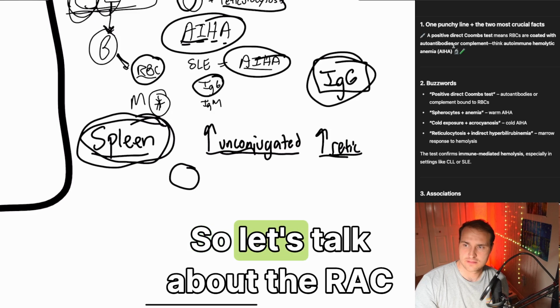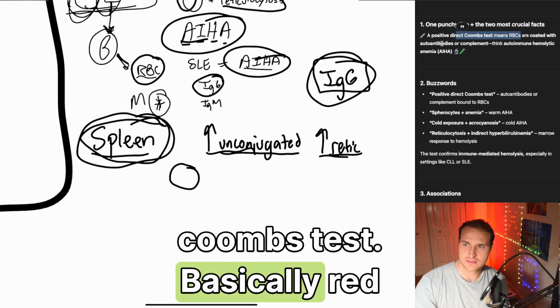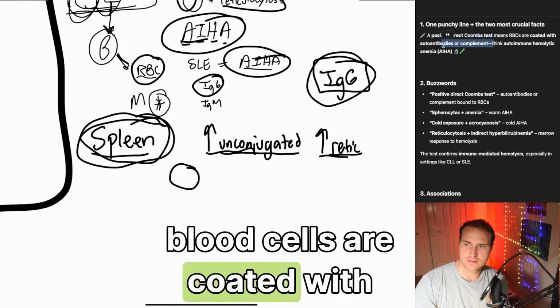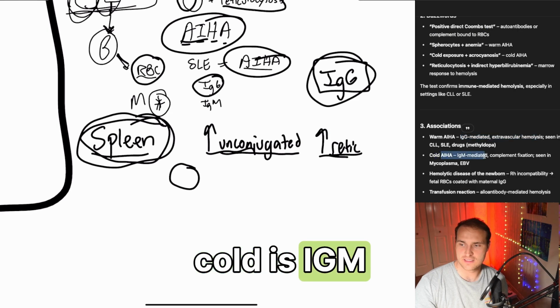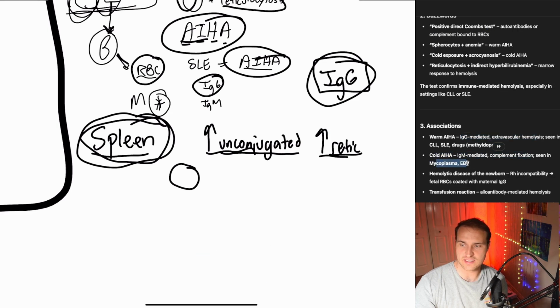Cool beans, guys. So let's talk about the direct Coombs test. Basically, red blood cells are coated with autoantibodies and complement. Cold is IgM, complement fixation, so Mycoplasma, Epstein-Barr virus. Hemolytic disease of the newborn, Rh incompatibility, is coated in IgG, as is transfusion reaction. So this is the warm one.